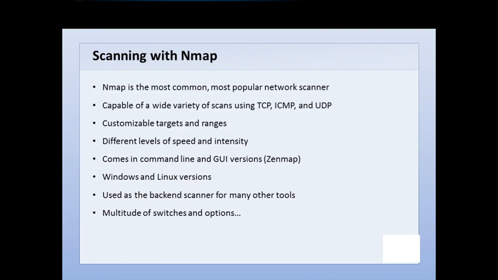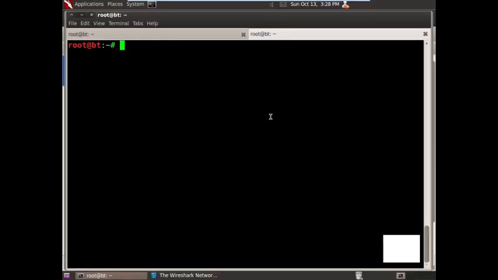Nmap has a multitude of switches and options. In fact, I'm going to go into Backtrack right now and show you what some of those options and switches are. Okay, we're in Backtrack 5 Release 3, and what I want to do just really quickly is show you a little bit about Nmap and what the switches are. In our next session, we're going to actually run Nmap from the command line, and I'll also show you ZenMap, the GUI front end for Nmap.